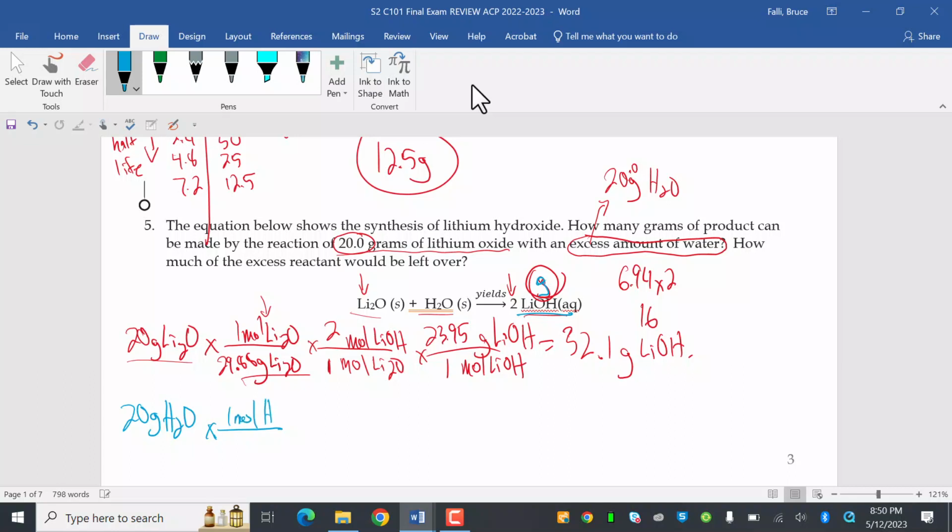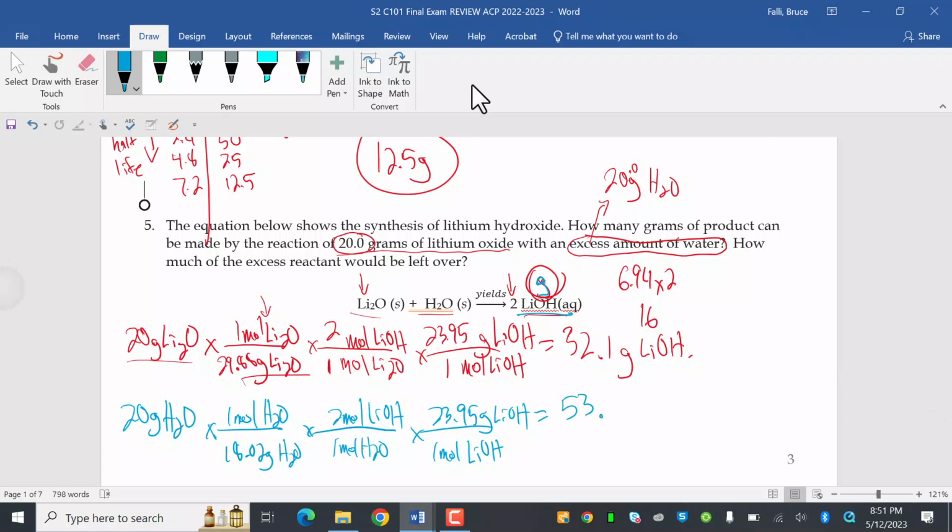1 mole of water is 18.02 grams of water. Then I got to go into moles of LiOH. 1 mole H2O, 2 moles LiOH, 1 mole LiOH, and 23.95 grams LiOH. So 20 divided by 18.02 times 2 times 23.95 is 53.16.